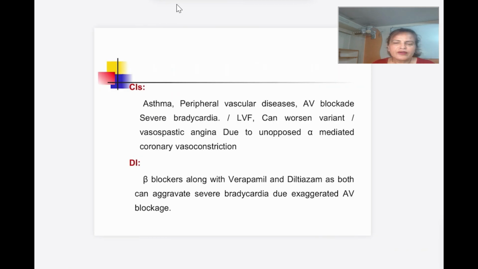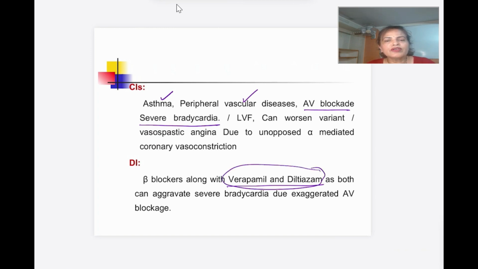So you can see the contraindications: we have bronchial asthma, and peripheral vascular disease, because it is going to cause AV blockade or severe bradycardia. So this should not be given with other drugs which can cause bradycardia, like calcium channel blockers. They are also cardiac depressants.